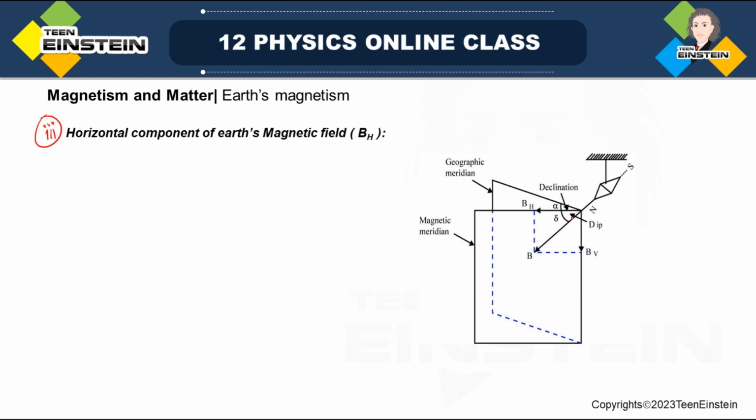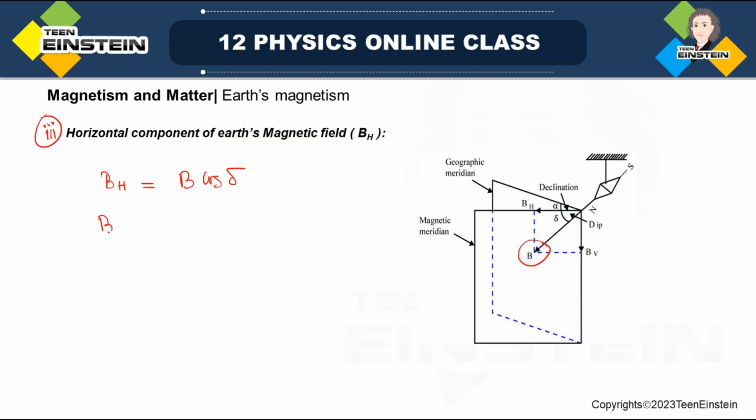So if I know the angle of dip at any position, then I can get the horizontal component of the magnetic field. This is the total magnetic field, which makes an angle delta, the angle of inclination, with the horizontal direction of the meridian plane. So BH will be the total magnetic field times cos delta.